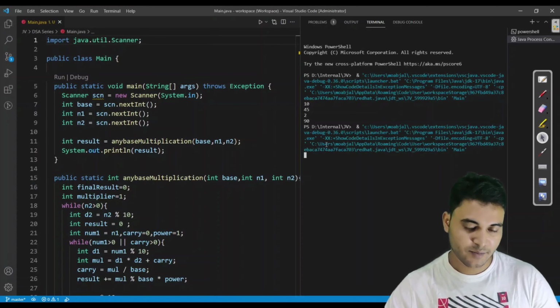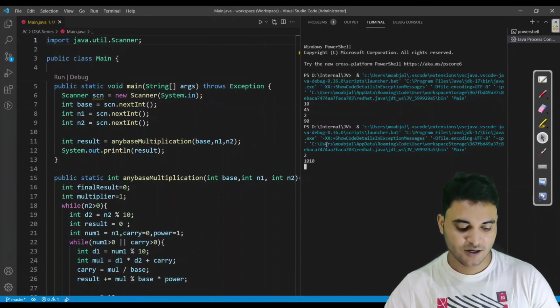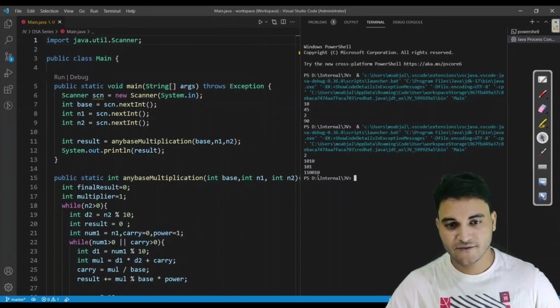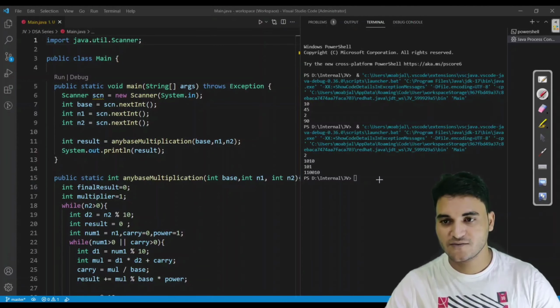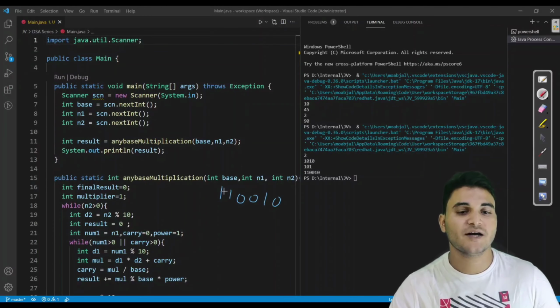Let us run it for binary also. So 1010, which is decimal 10 in binary, and we would multiply this with 5, which is 101. So we would get 50 as the result, or the representation of 50 in the binary form. So let's see. We have got this. Let us prove whether this is 50 or not. We have got 110010.